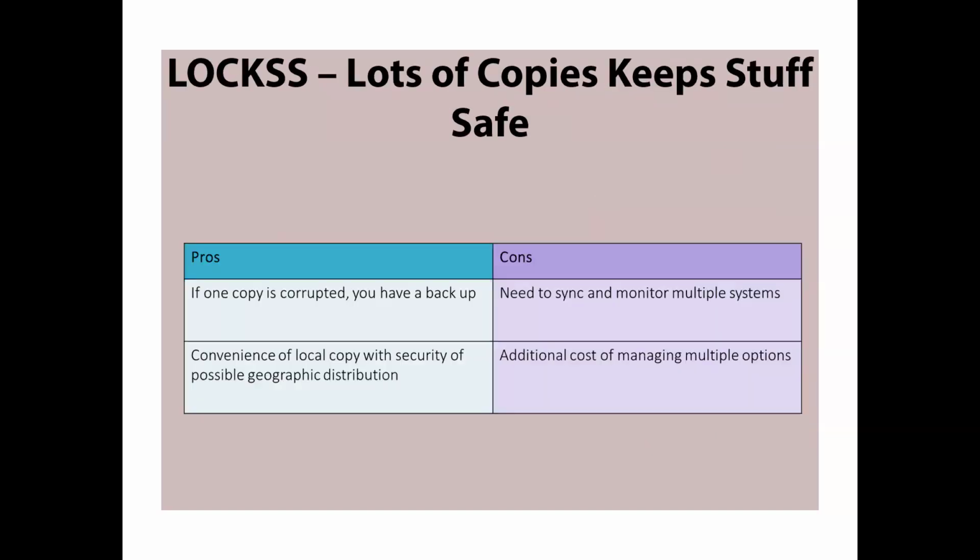A little acronym we like to use is LOCKS: lots of copies keep stuff safe. Because if you have it in multiple places, you have backup options if one copy gets corrupted. That does mean you need to sync and monitor multiple systems, so you need to be familiar with those systems so you can keep track of when you make updates. Having a local copy with security is helpful. However, if you're trying to add this to places like the cloud or other places, you might need to incur an additional cost if you're trying to have multiple storage areas as well. So keep that in mind.